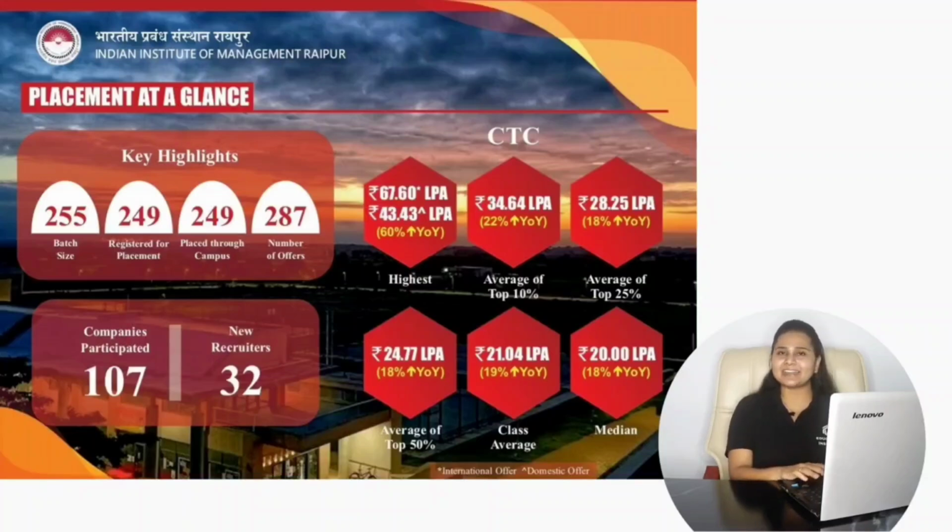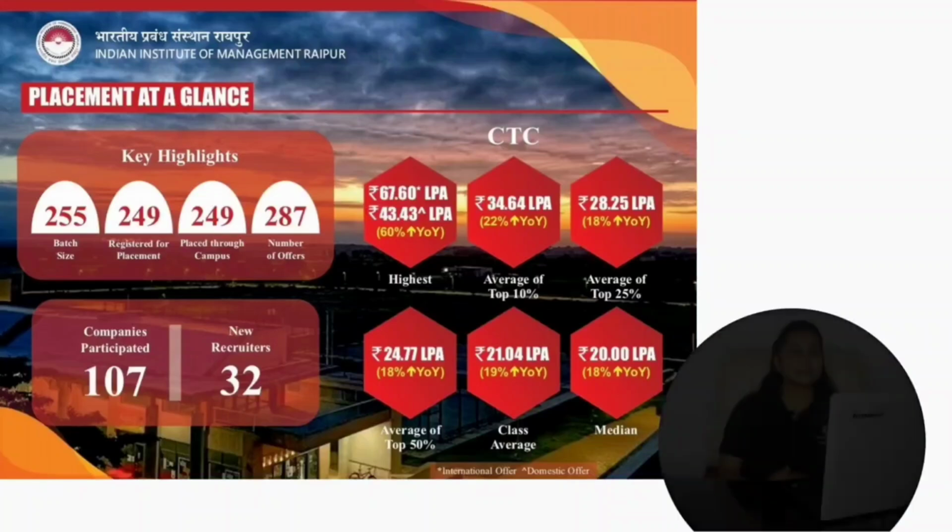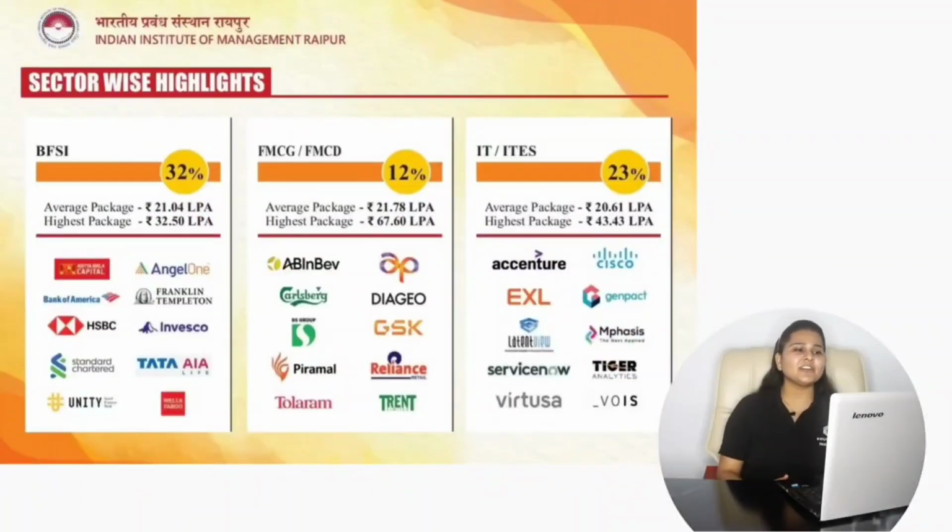Then the top 50% candidates are with an average salary package of 24.77 lakhs per annum, and the average salary package offered is 21.04 lakhs per annum, and the median salary package offered was 20 lakhs per annum. Then if we consider the sector-wise placements, for BFSI, 32% placements were from the BFSI sector. The highest CTC offered was 32.50 lakhs per annum and the average CTC offered was 21.04 lakhs per annum. With FMCG and FMCD, 12% placements, 67.60 lakhs per annum is the highest CTC offered and the average CTC offered 21.78 lakhs per annum.